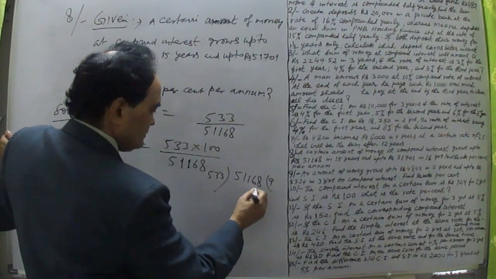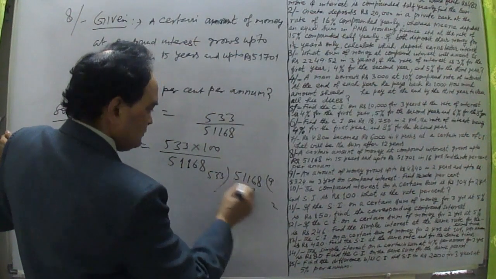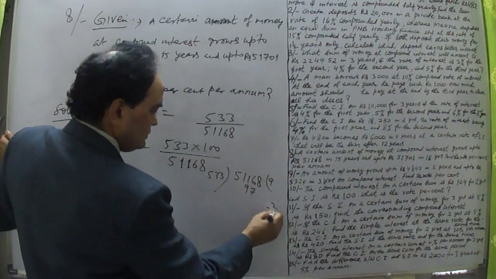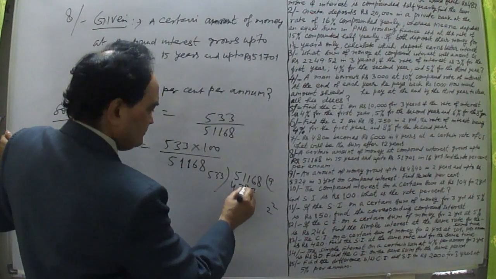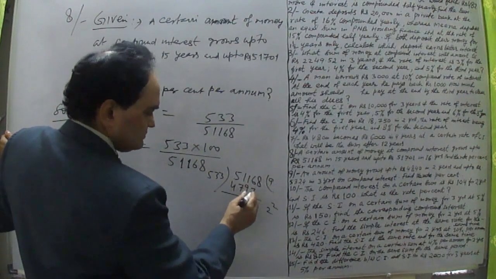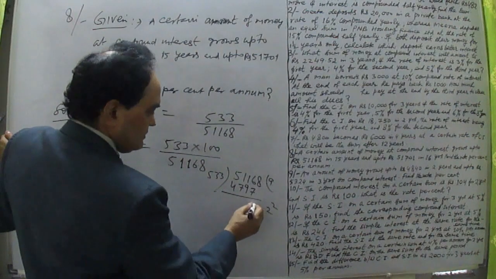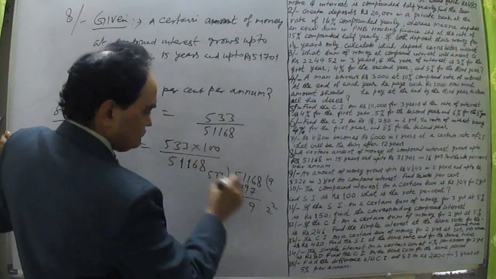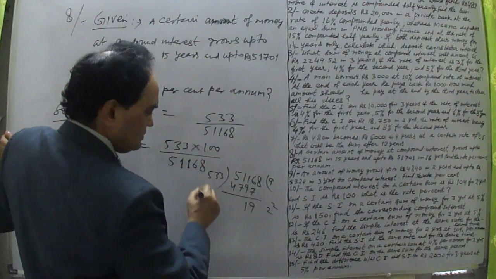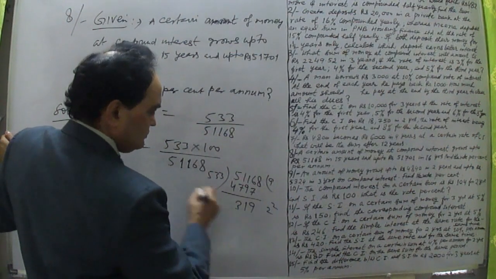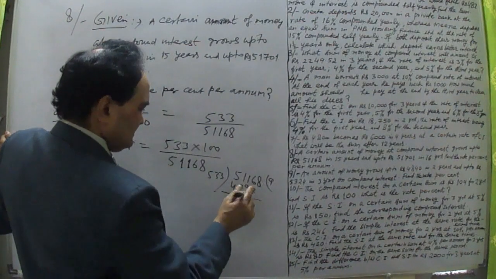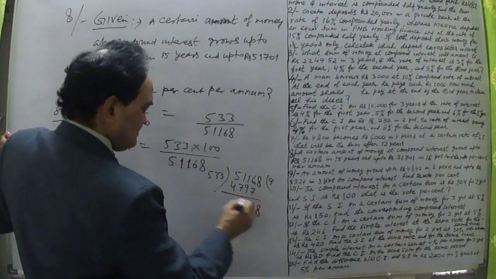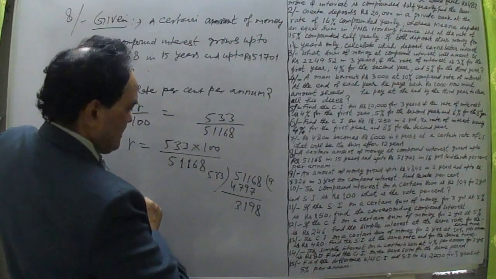9 3s are 27, 7 to carry. 9 3s are 27, 29, 2 to carry. 9 5s are 45 and 2, 47. So 16 minus 7 is 9, 1 carry. 10, this is 1 carry. 8 minus 8 is 0 only. 319, not divided by this. This 8 is here. 8 will come.